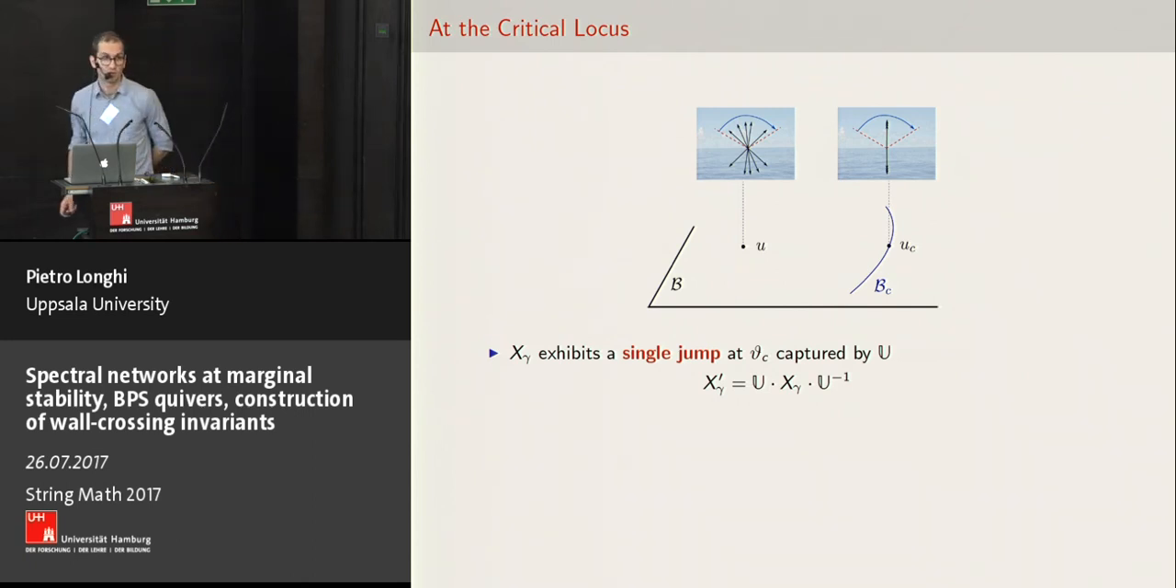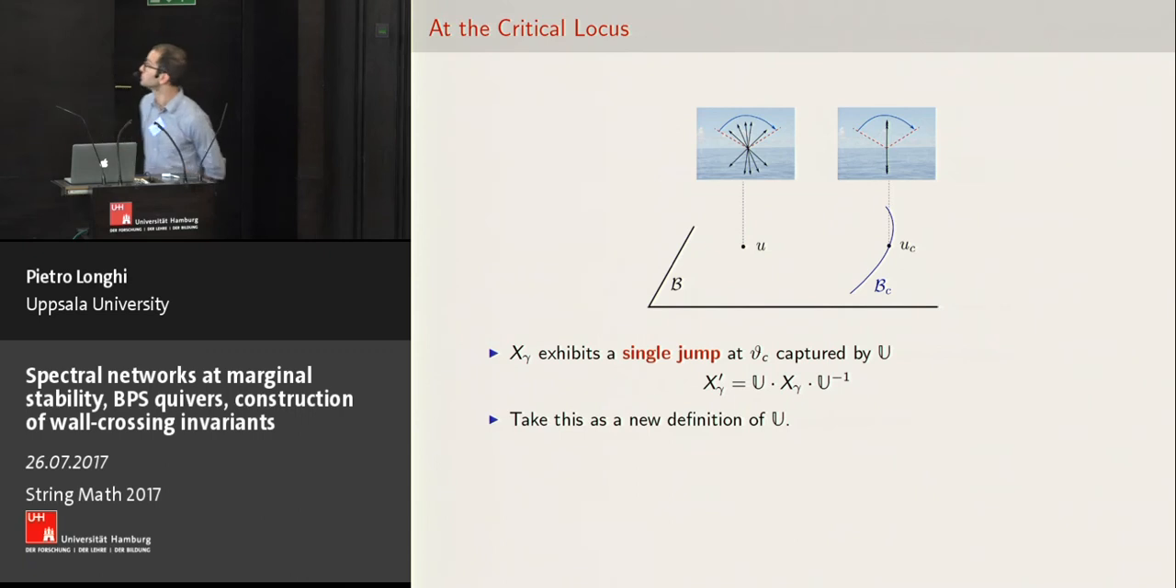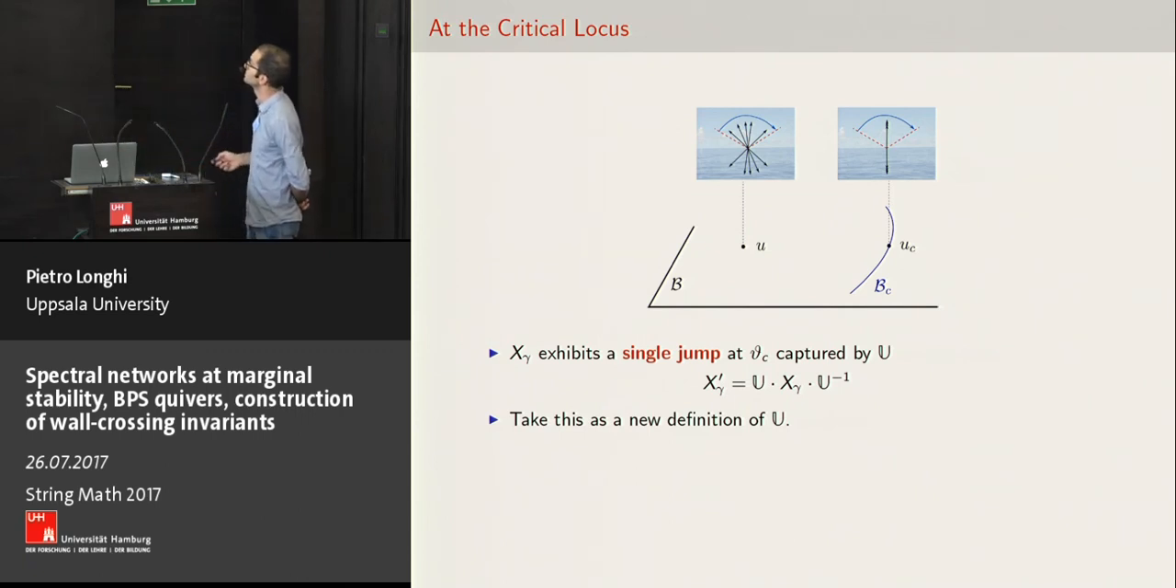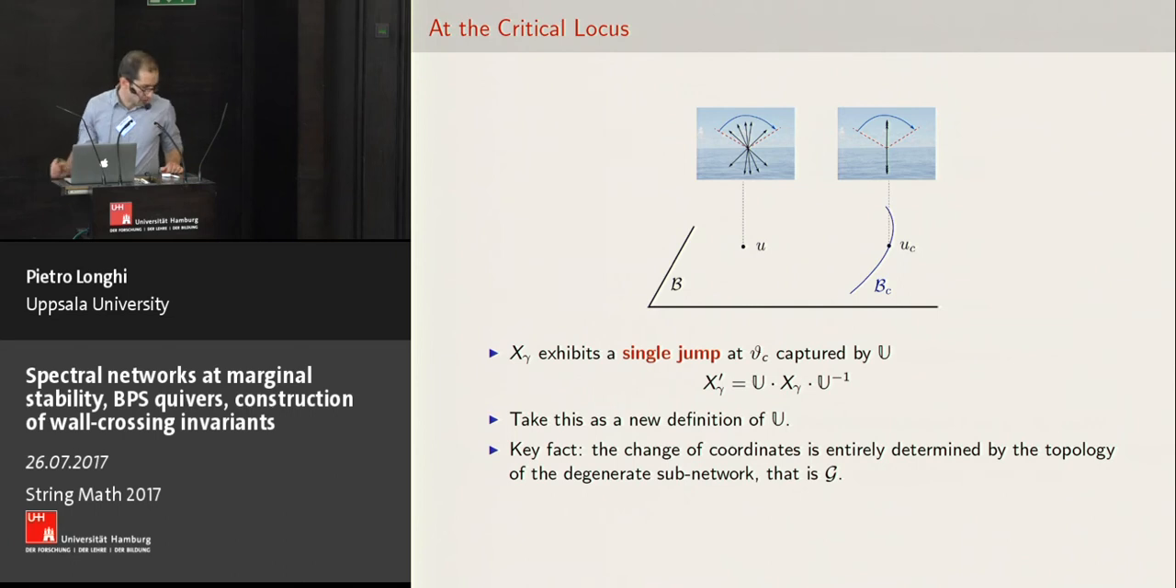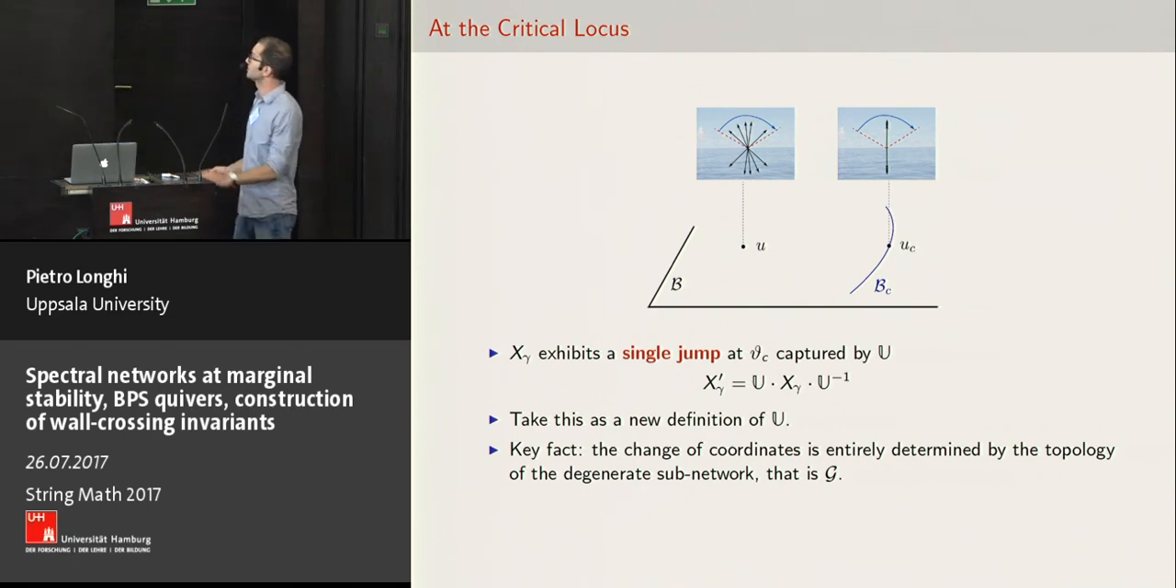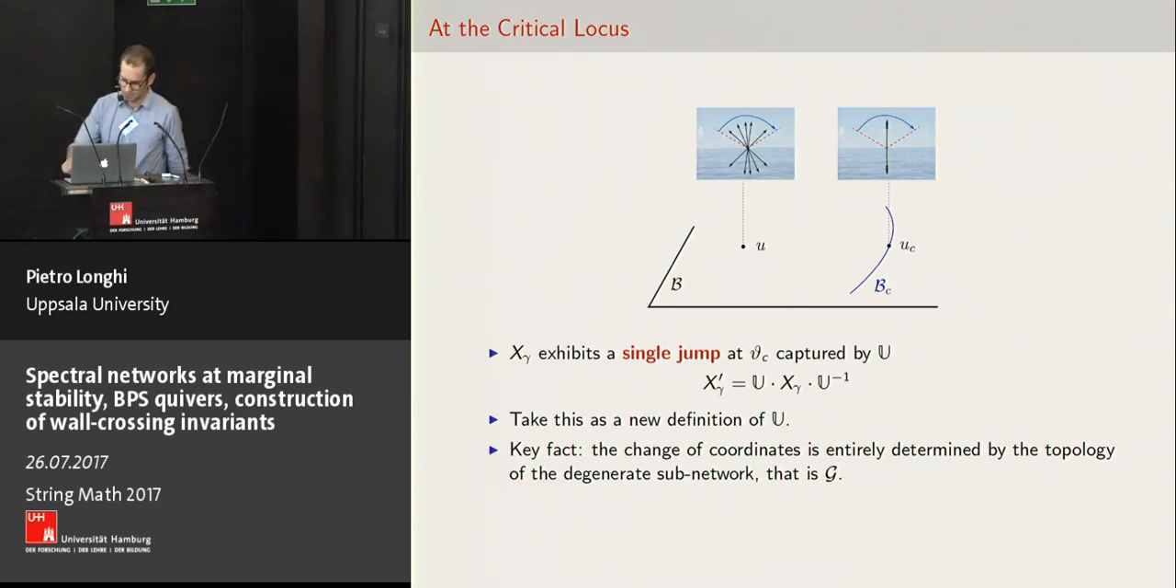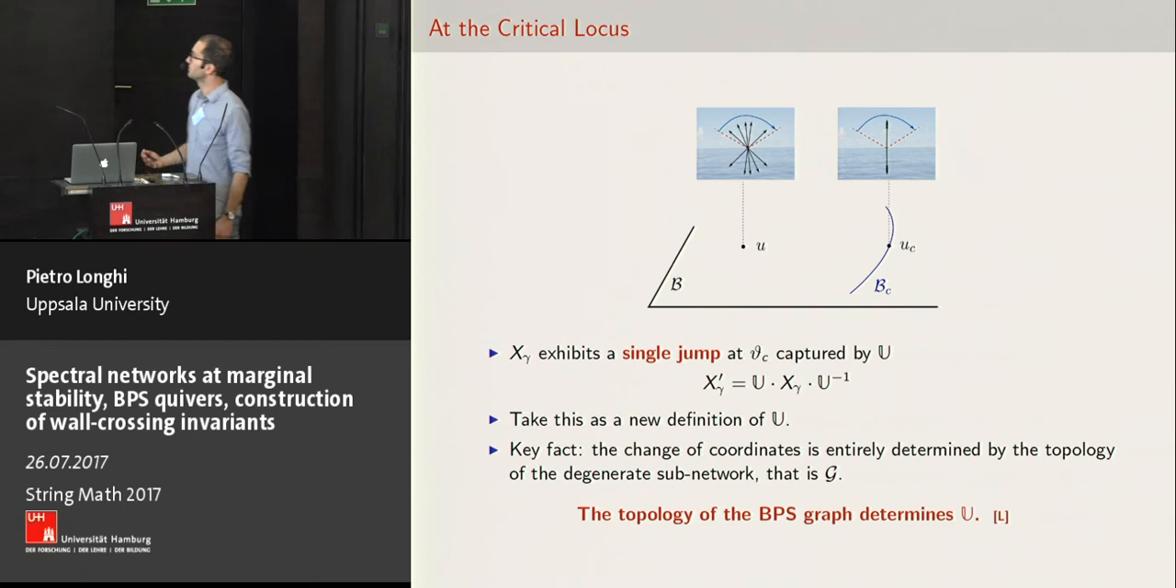But now we can turn this around, actually. We can take this as a definition of the monodromy. Namely, we can use spectral networks to compute coordinates before and after the jump, and then by using these expressions, we impose this relation, and this will characterize U. To actually carry out this program, there's a key fact, which is that the change of coordinates is entirely determined by the topology of the degenerate piece of the network, which is precisely the BPS graph. So the claim is that the topology of the BPS graph completely determines the BPS monodromy.